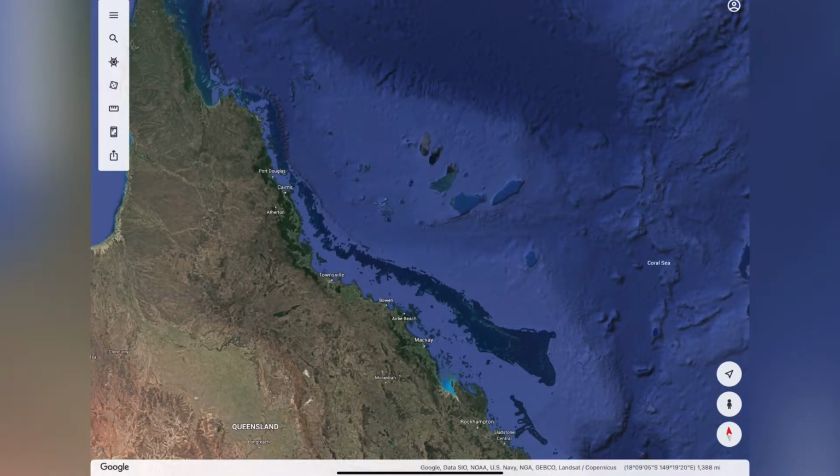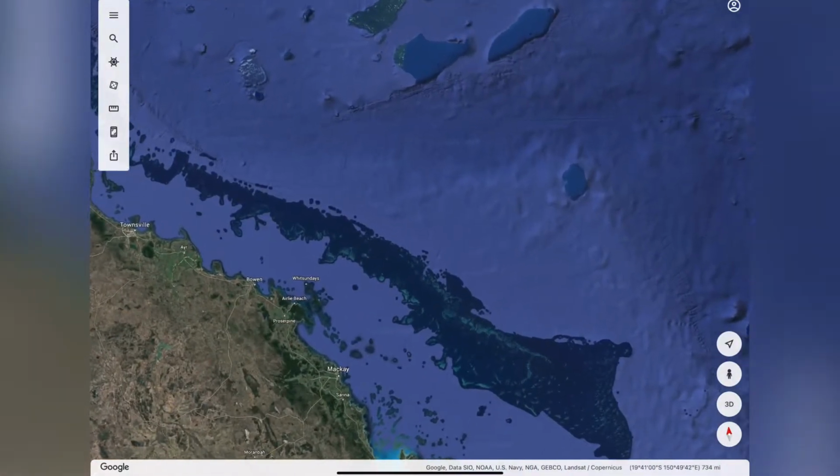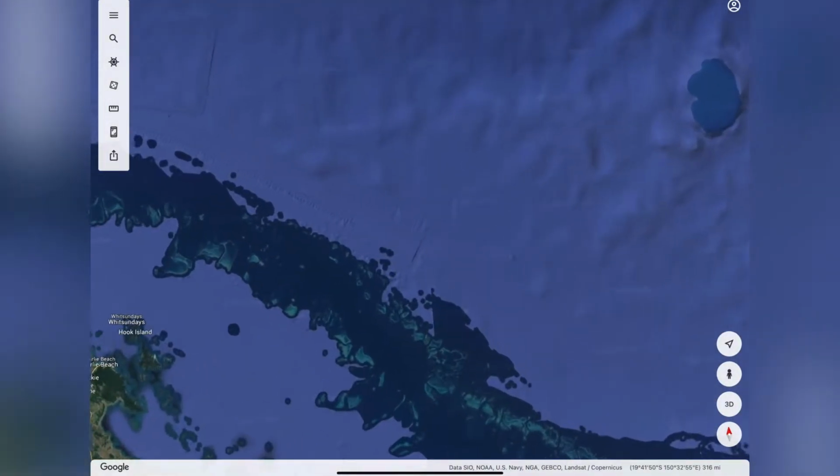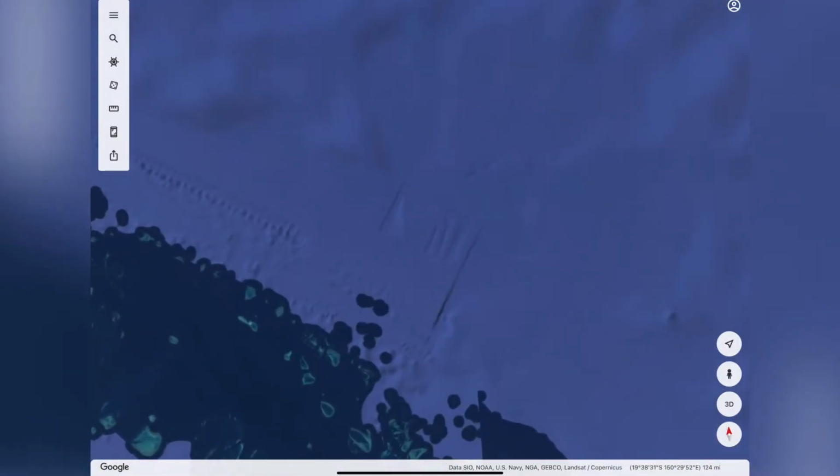So you have to keep in mind that this whole area on the east coast of Queensland, Australia, and the Great Barrier Reef was above water during the Ice Age, 12,000 years ago and beyond. But anyway, looking around, we discovered this. I mean, look at this. Lo and behold, what does that look like?